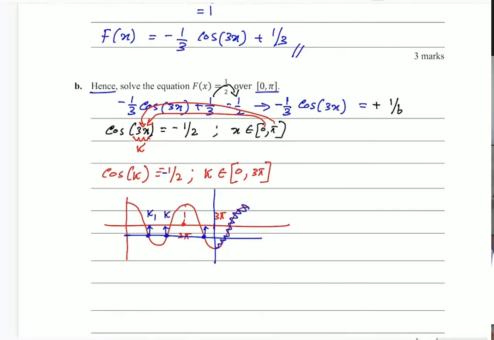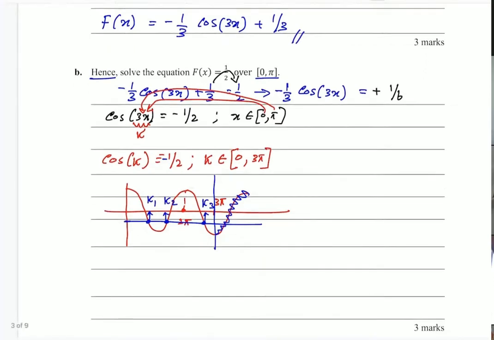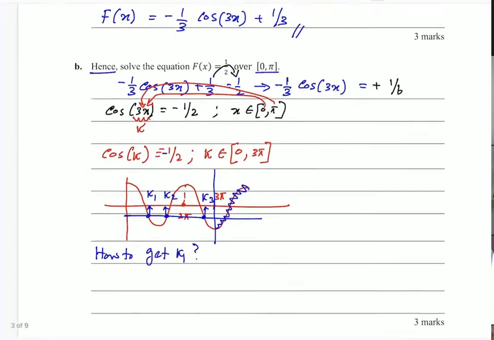K1, K2, K3. Okay, so how to get K1, K2, K3? So how to get K1 first, right? How to get K1? So this is very easy.